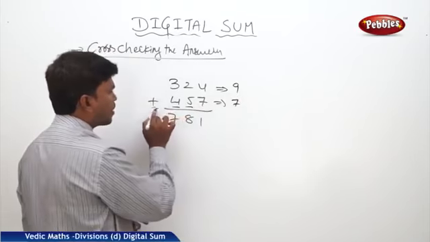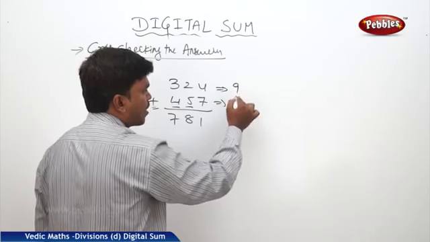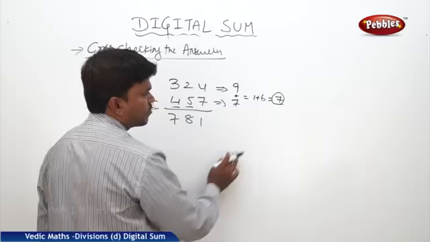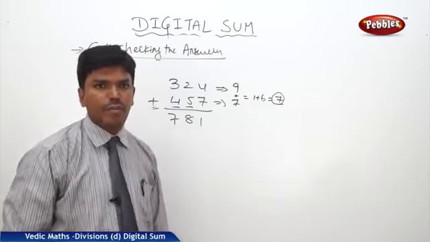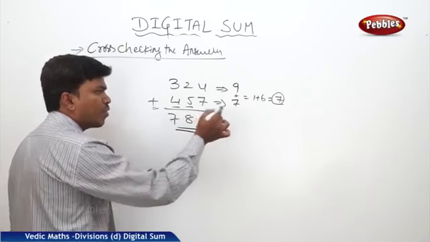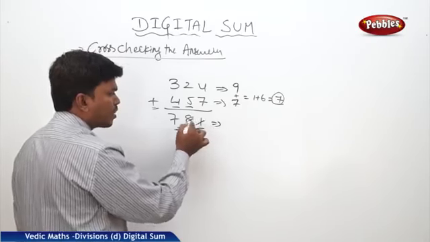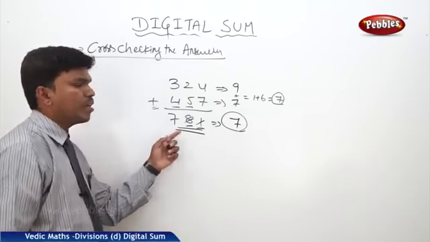9 plus 7 is how much? We are doing the addition only, right? So I am adding the digital sums of the numbers. 9 plus 7 is 16, again 1 plus 6 is 7. So I got the digital sum as 7 for my answer. Now cross check the answer which you got, whether you got the same digital sum or not. 8 and 1 are ignored, so finally 7 is the digital sum which you got in the answer.